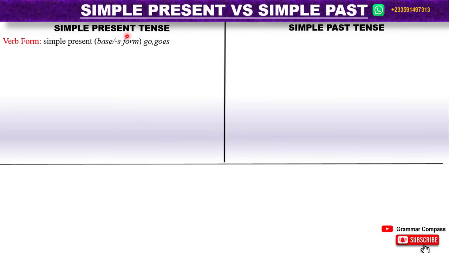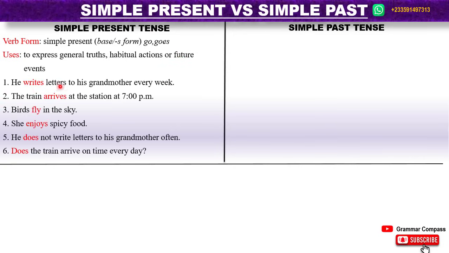When do we use the simple present? We use it to express general truths, habitual actions, or future events. Have you seen that we can even use the simple present tense to talk about future time? Let us have these examples. One: He writes letters to his grandmother every week. Why is it simple present? Look at the form of the verb that we have here. It is the S form. And what did we say about simple present? You either need the S form of the verb or the bare form of the verb depending on your subject. Therefore, he writes letters to his grandmother every week is an example of simple present.